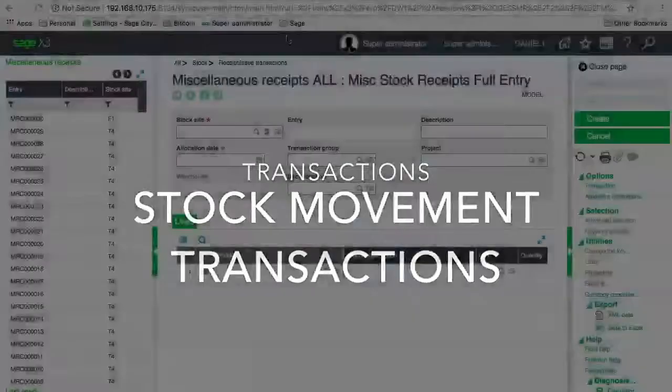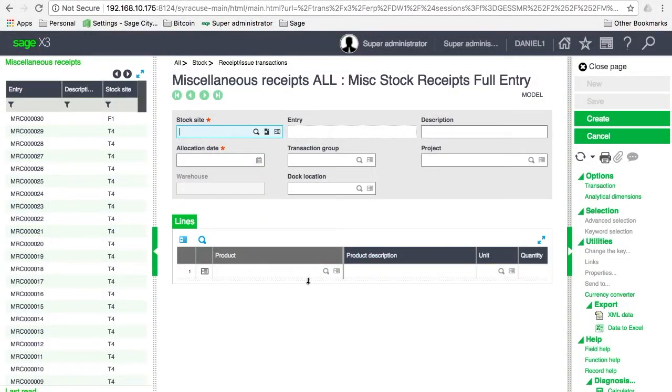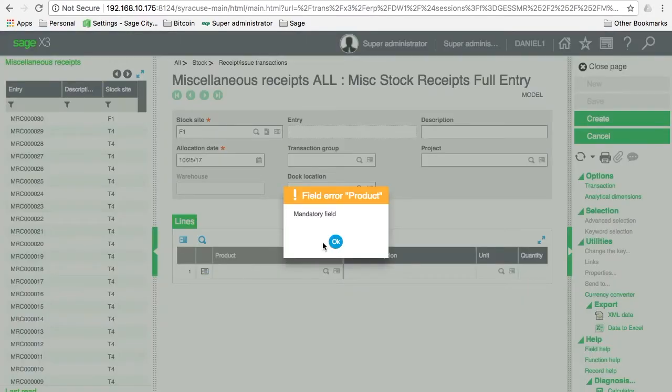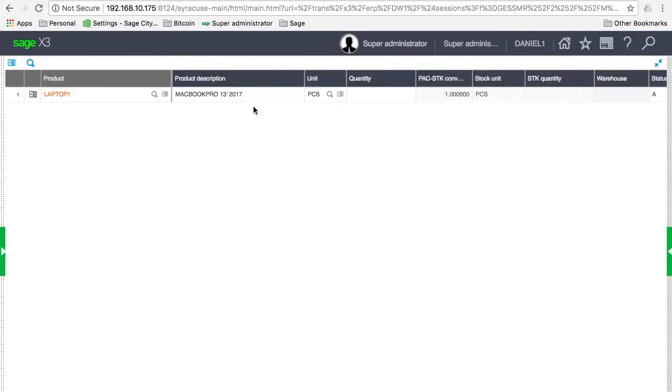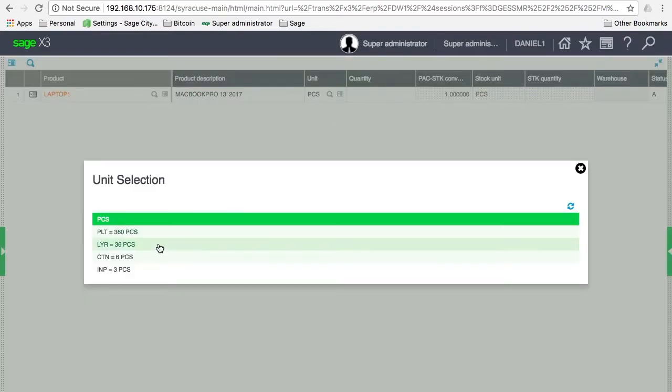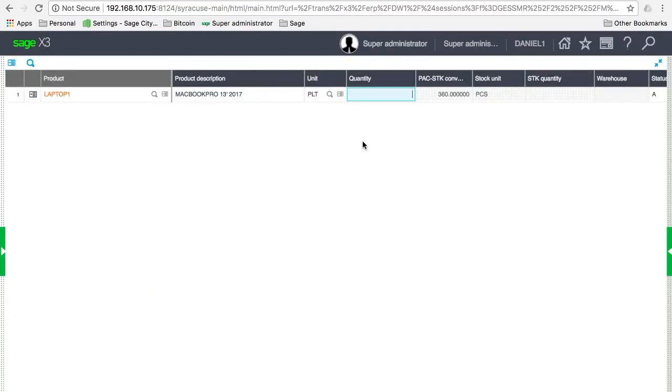The first transaction we will do is a miscellaneous receipt into factory side to simulate a stock in from the production floor. We will use the shortcut key GESSMR. We will simulate an in quantity of 10 pallets of laptops produced. Price is 1 million. Unit of measure pallet.